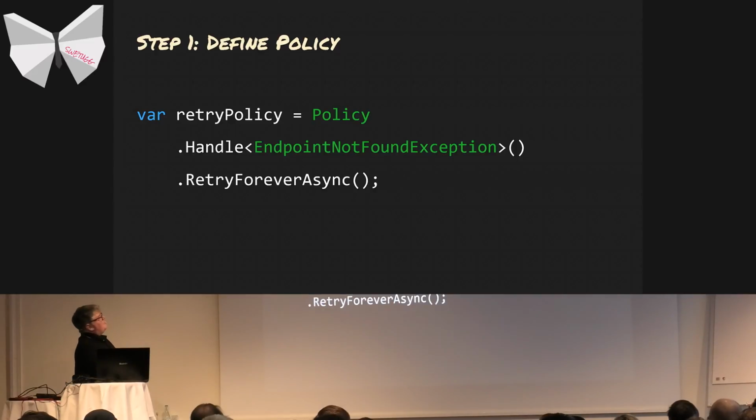All right, so here's how it works. The first thing you do is define a policy, and it's fluent, as you can see. Here's my policy. We're going to handle this particular exception, and the policy is actually going to be a retry forever, asynchronous policy. This is just a simple example. So you define what errors or exceptions you want to handle. You can handle all exceptions. There's a whole bunch of options there. And then what strategy you want to use for this.